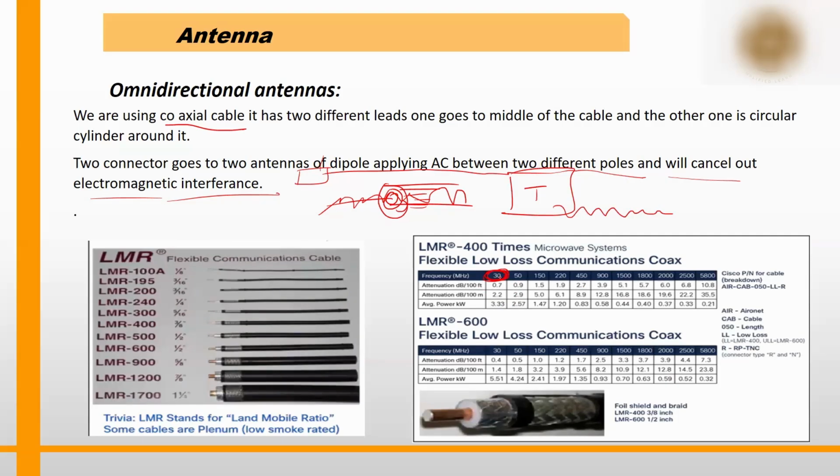And for that 30 megahertz signal, suppose for every 100 feet, it will have 0.7 dB of loss. If it is at 50 megahertz frequency, it will have a loss of 0.9 dB. 150 megahertz frequency, that is having 1.5 dB of loss. So when I say the frequency is 150 megahertz, what does it mean? Can anyone answer in a single line?